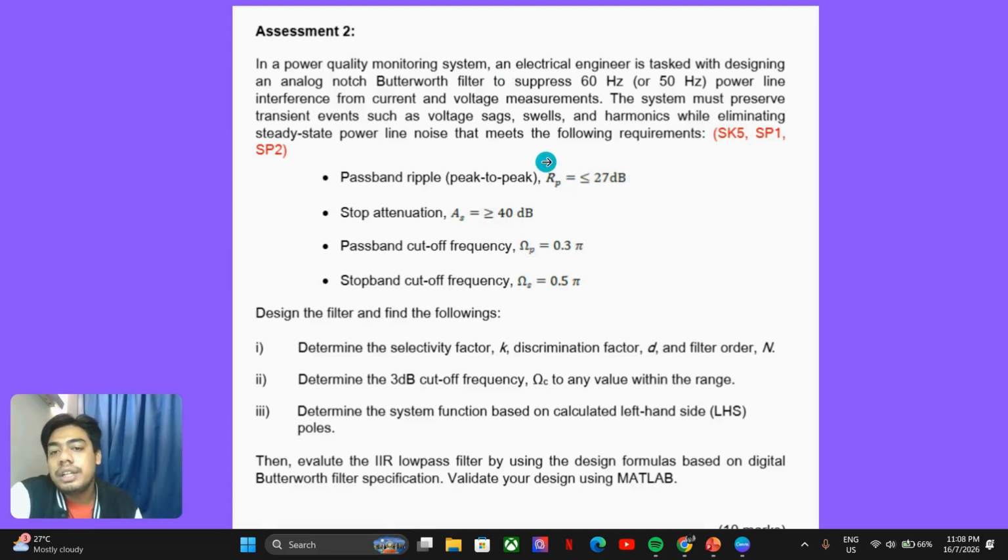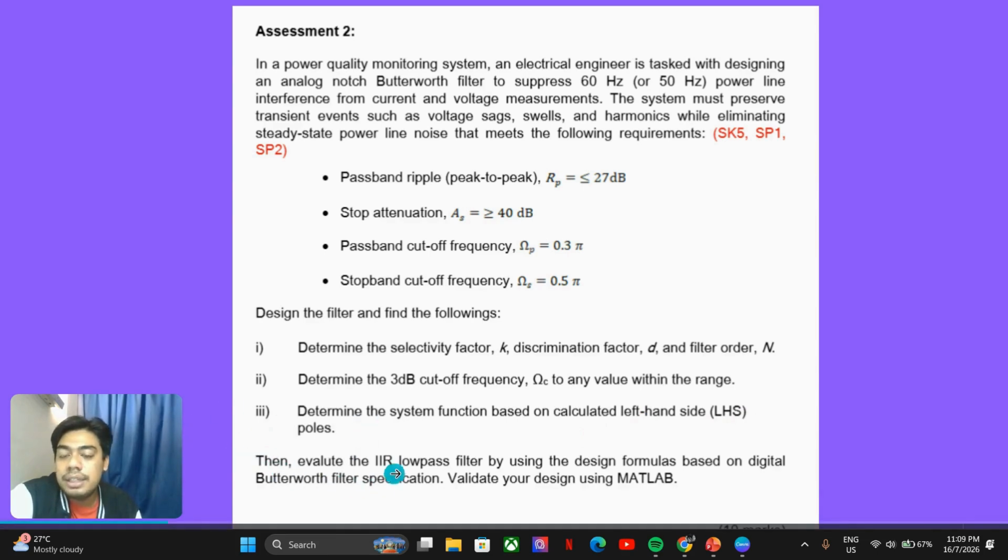Assalamualaikum warahmatullahi wabarakatuh. My name is Ahmad Eka Guzairi. So I will take assessment 2 for my presentation. So what we want to find. The first question is to determine the selective factor K, discrimination factor D, and filter order N. The second question is to determine the 3 dB cut-off frequency omega C to any value within the range. And the third is to determine the system function based on the calculated left-hand side poles. And lastly we see the coding.